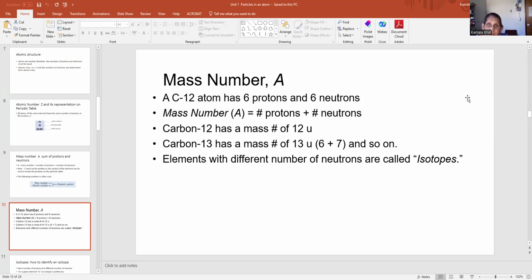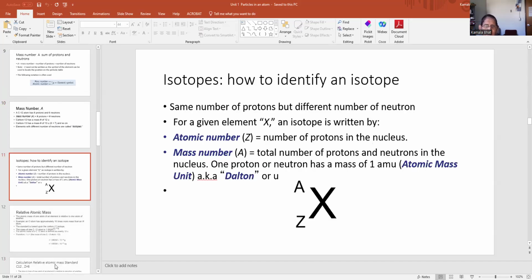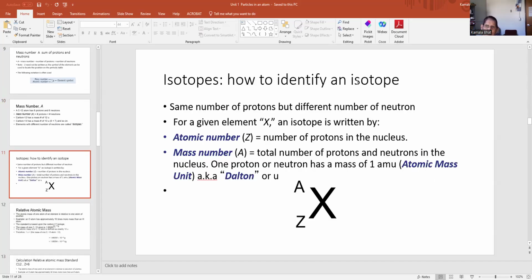The number of protons is the same in carbon 12 and carbon 13. And so on the periodic table, they will appear in the same spot. So how to identify an isotope? The isotope has the same number of protons but a different number of neutrons.